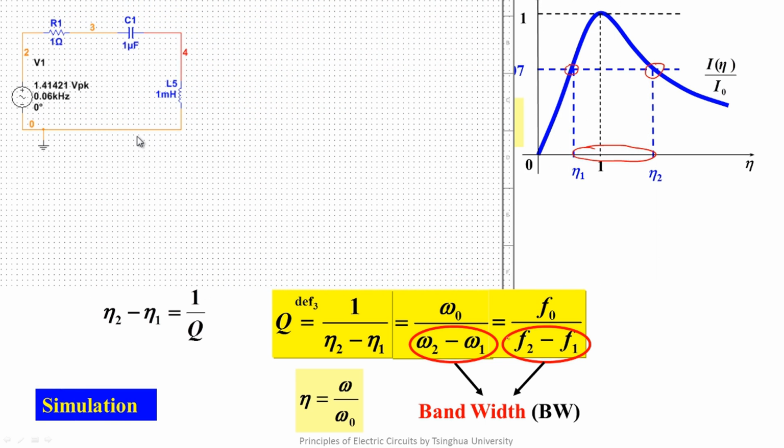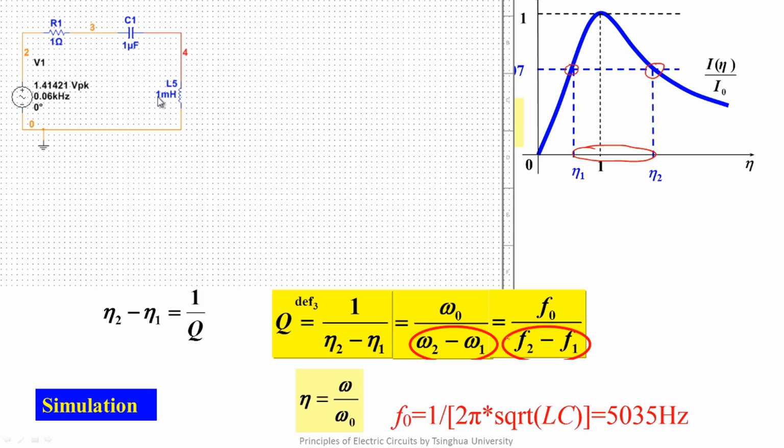We use this circuit to explain how to measure the quality factor from the frequency characteristic. You see, this is a series circuit consisting of a 1 ohm resistor, a 1 microfarad capacitor, and a 1 millihenry inductor. We can easily solve that its resonant frequency is 5.035 kHz. The quality factor is 31.6.